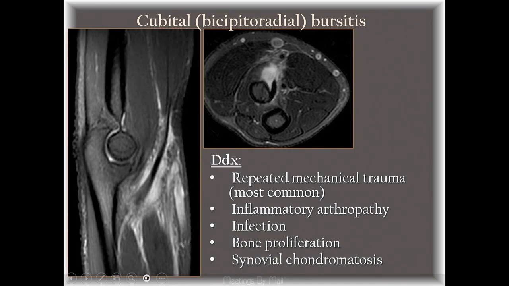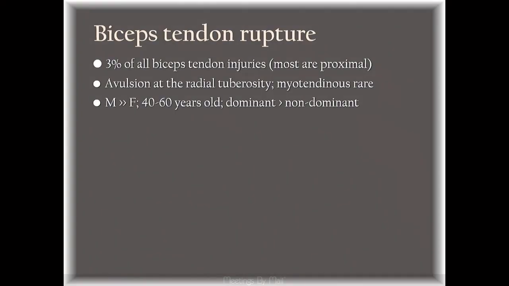Just to go back, inflammatory arthropathy. So we have seen cases of rheumatoid arthritis with bursitis of the cubital bursa. So something to keep in mind if somebody has a history of it.